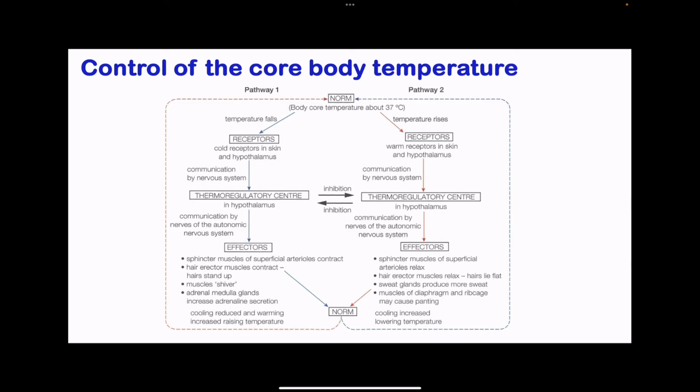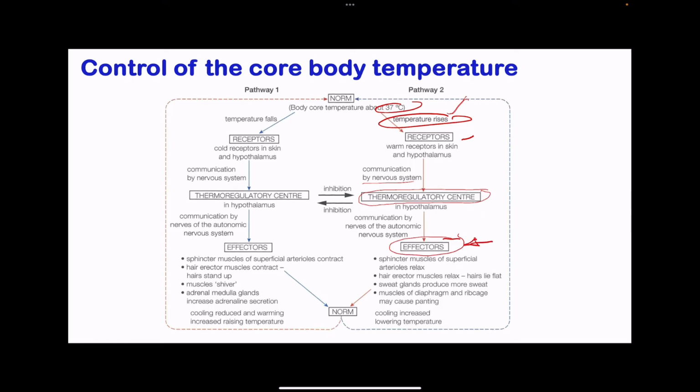The core body temperature normally is going to be 37 degrees. If the temperature rises, receptors in the skin as well as those in the hypothalamus are going to detect a change. They will communicate by the nervous system to the thermoregulatory center. This is a region in the hypothalamus. Then the hypothalamus is going to send nerve impulses to the effectors. Because temperature has increased, effectors are going to be the skin, the liver, and so on. So the skin will participate in the homeostatic control, and the metabolism in the liver is going to decrease, so less metabolic heat is generated.